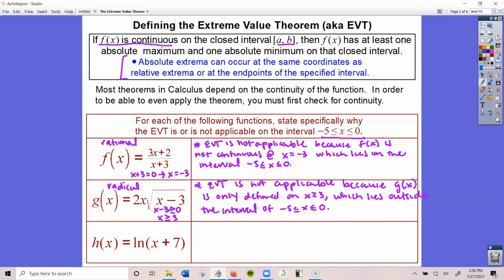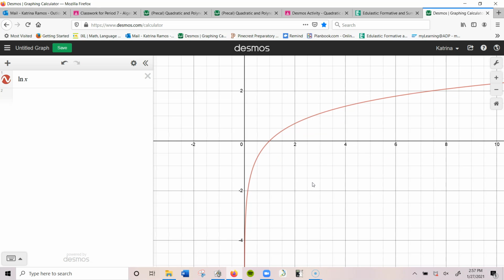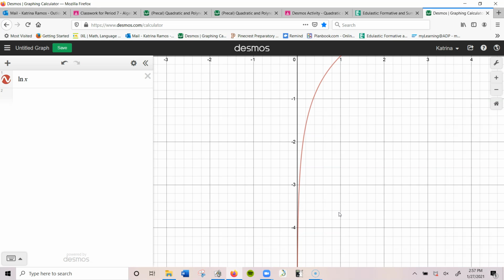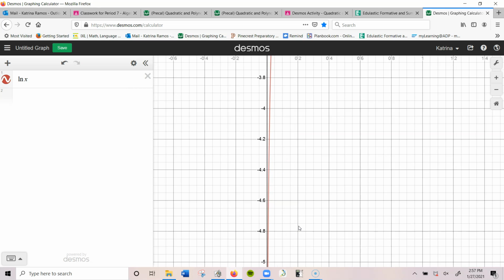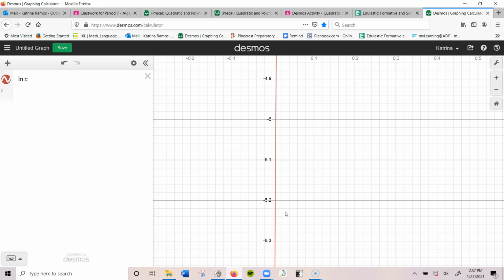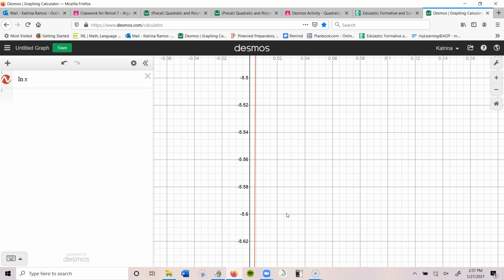Now for h of x, we have ln of x plus 7. Now just so you know, the ln of x, I want to show you the graph. This is the graph of the ln of x. Now, if you look closer, we see that to the left of 0 there's nothing there. And additionally, if you just keep zooming in, you can see that the ln of x never touches the line where x is equal to 0. So it never touches the y-axis, meaning that there is a vertical asymptote here at x is equal to 0.